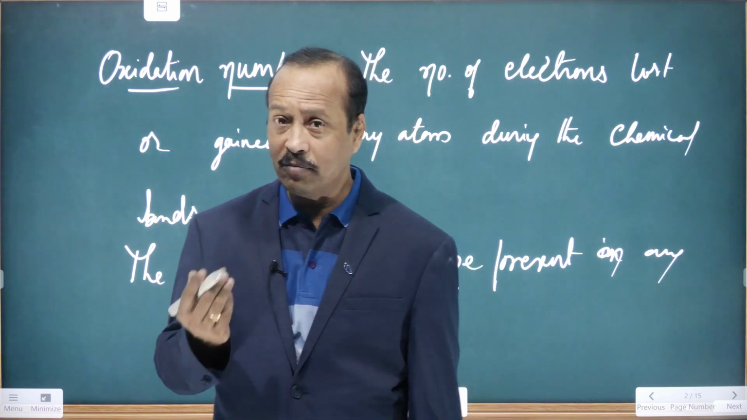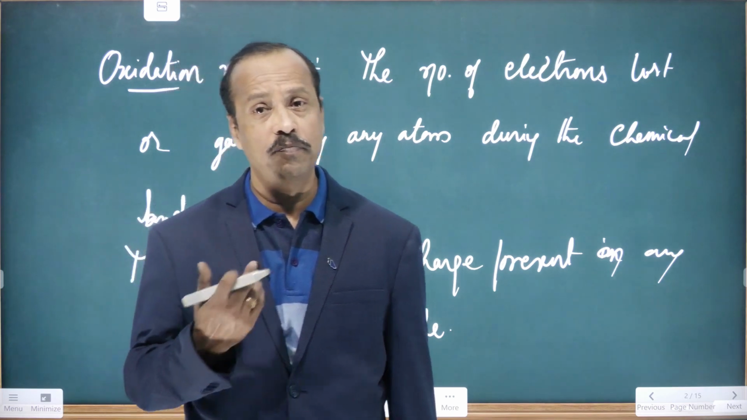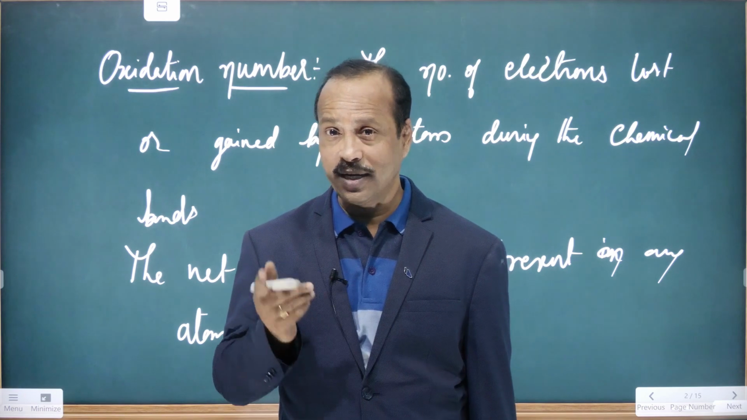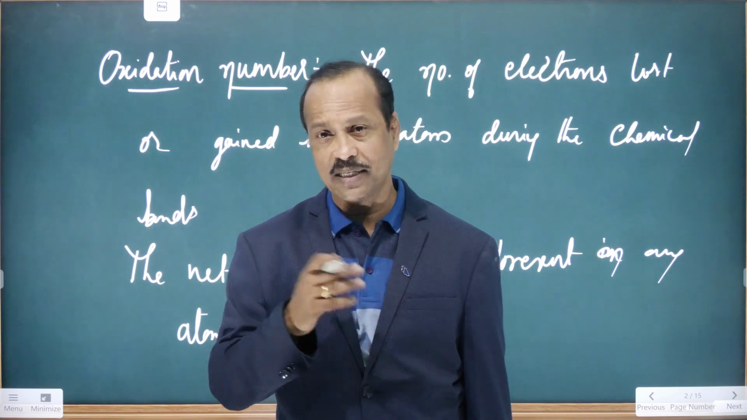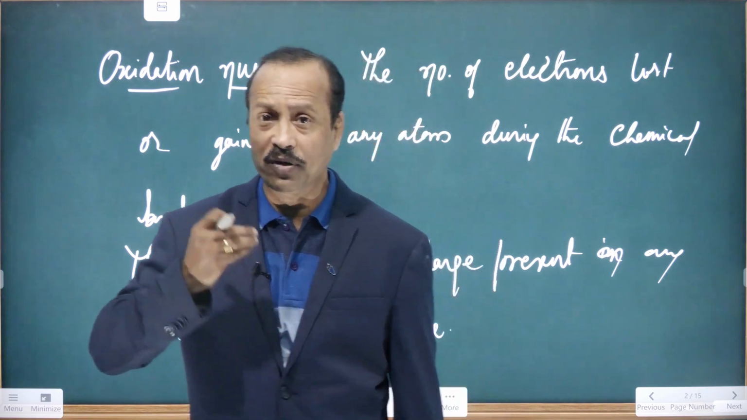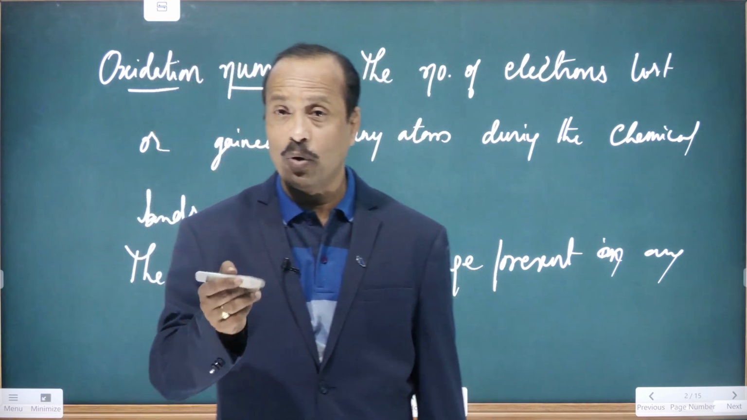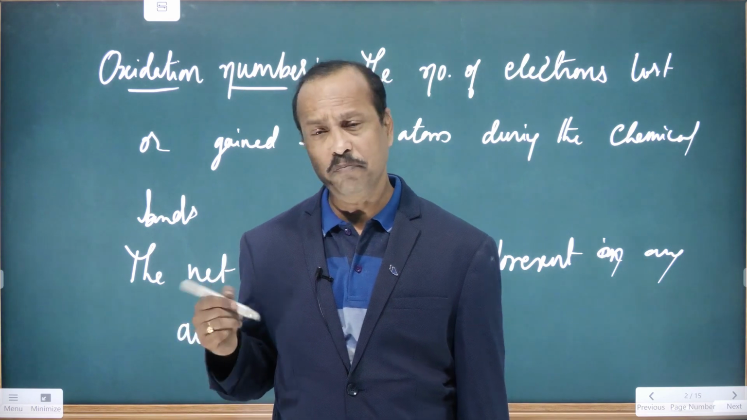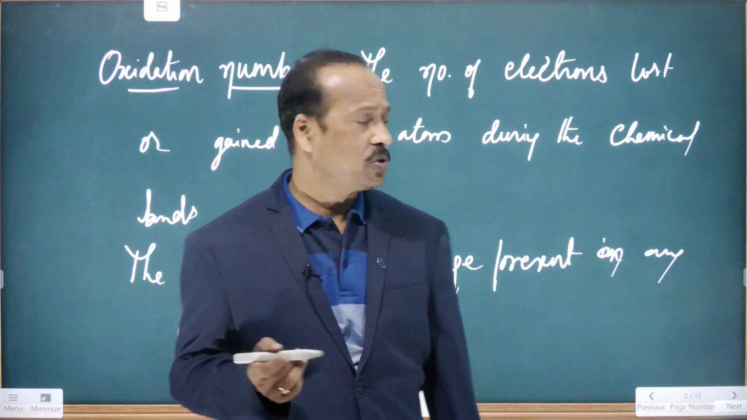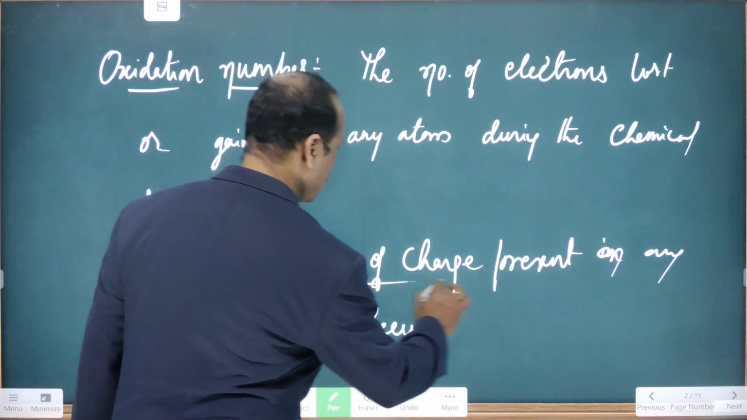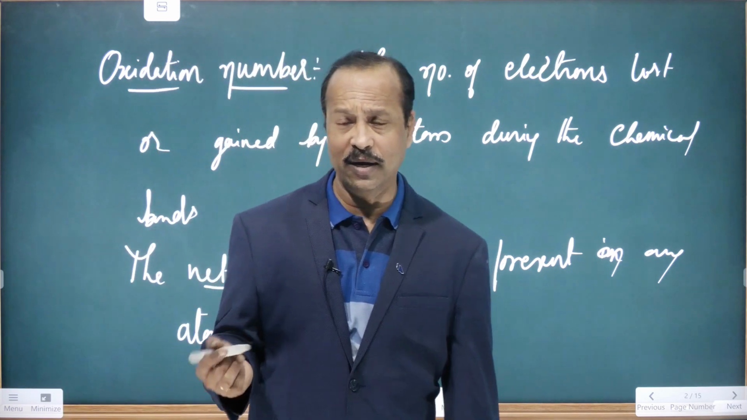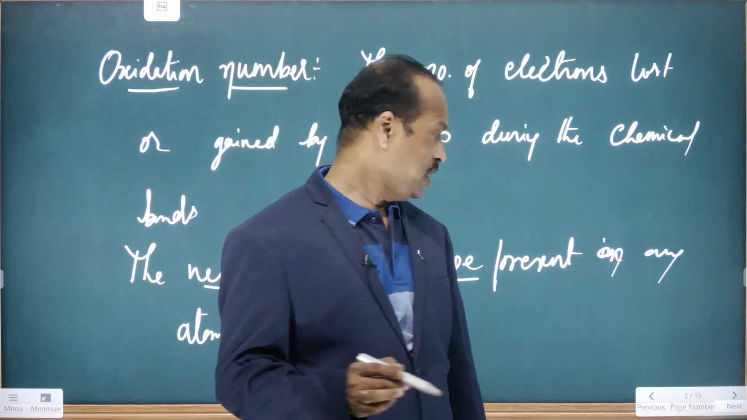When an atom loses electrons, it attains positive charge. And when an atom gains electrons, it attains negative charge. Already we discussed the cation and anion. For example, if one atom is losing one electron, what is the net amount of charge present on it? Plus 1. If it is losing 2 electrons, what is the net charge? Plus 2. So here also the same: the net amount of charge present on any atom in a molecule is called the oxidation number.